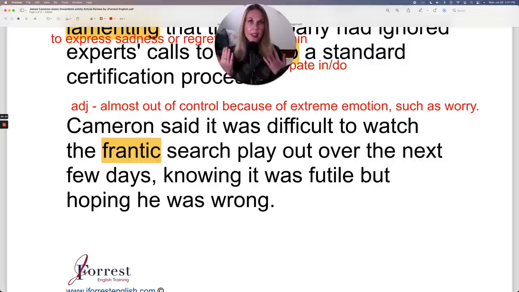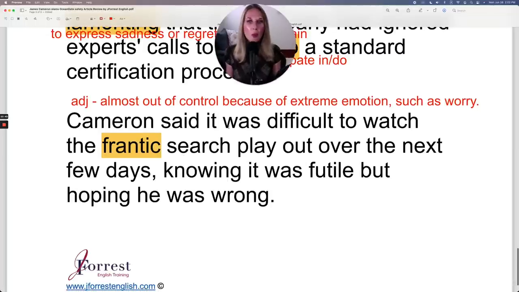You can use this in less extreme examples. If I can't find my wallet or my cell phone, a possession that is very important to me, I might become frantic. Where is it? Where is it? Where is it? Or if you're at the airport and you can't find your passport, you're going to become very frantic. Where is it? And you'll start looking everywhere, throwing things out of your purse, trying to find it frantically. So we use this both as the adverb and the adjective very commonly. Cameron said it was difficult to watch the frantic search play out. In this case, when something plays out, it simply means it happens. Over the next few days, knowing it was futile.